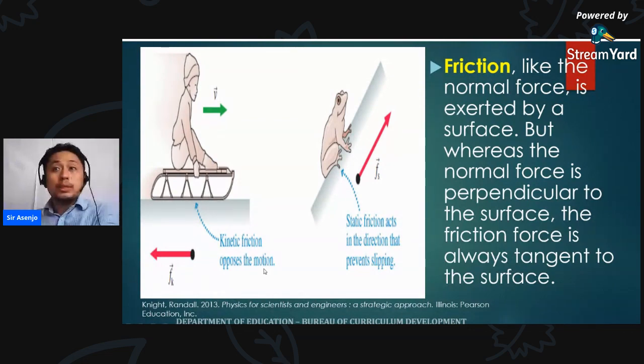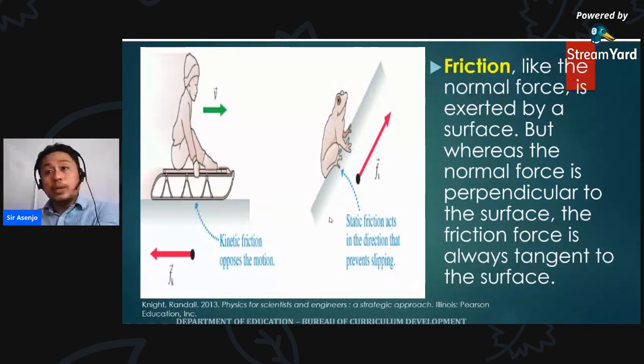Observe this. There are two types of friction. It could be kinetic friction or static friction. This is a good example of kinetic friction because this boy riding on a sled is moving, so motion is related to kinetic. That's simple as that. That's why it's called kinetic, because there is motion.